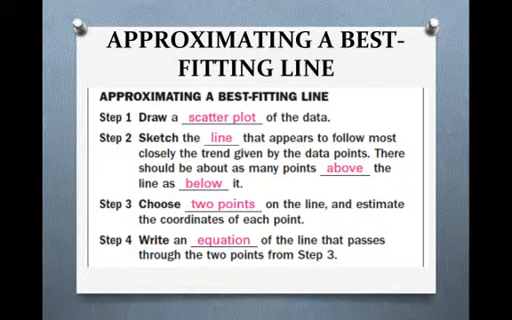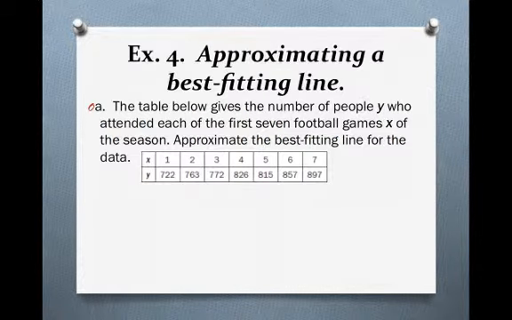Choose 2 points on the line. Now they need to come from the line. If they happen to be data points, that's great. If not, that's fine too, but they need to come from the line, and estimate the coordinates of each point. Write an equation of the line that passes through the 2 points from step 3. So you're going to know 2 points, so you'll use them to find the slope, and then you'll use that slope and one of the points to start your equation in point-slope form, and then transform it to slope-intercept form.